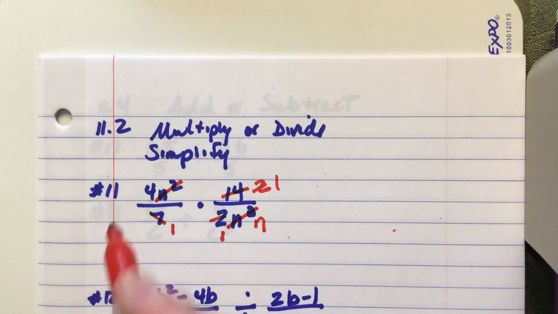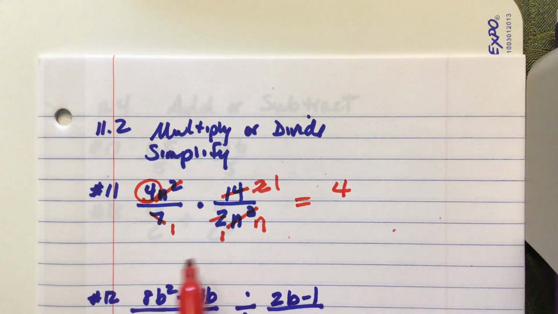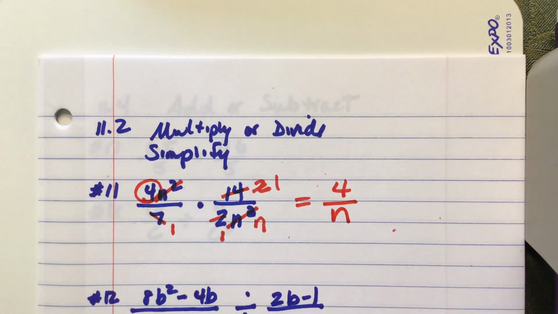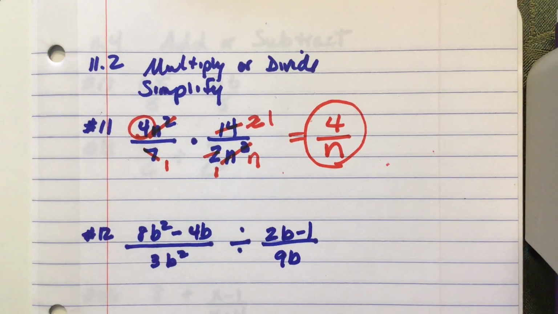And what's left here is there's a 4 in the numerator, okay? And there is 1 times 1 times n in the denominator. So this all simplifies just down to 4 over n. So that's all we're going to do is factor, cancel, and then multiply or divide.